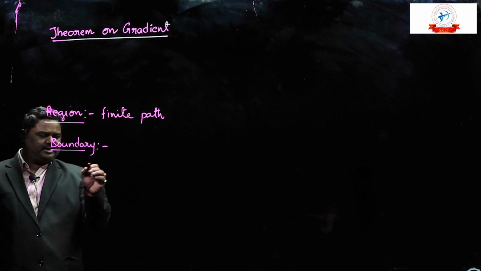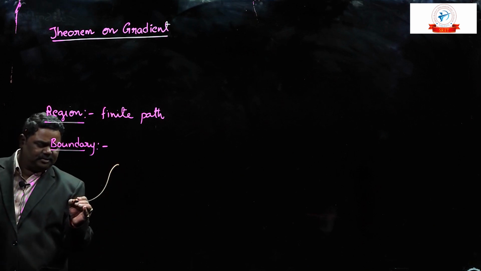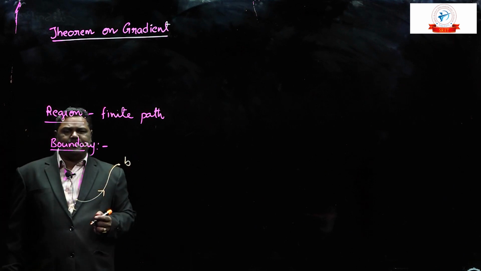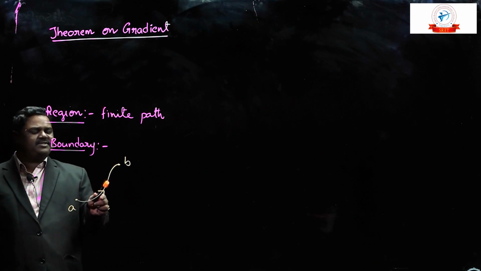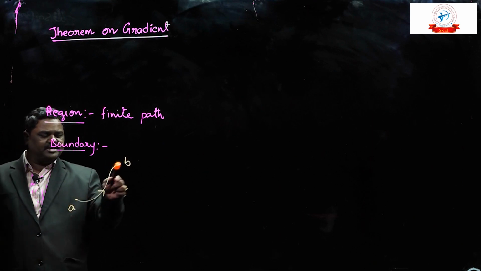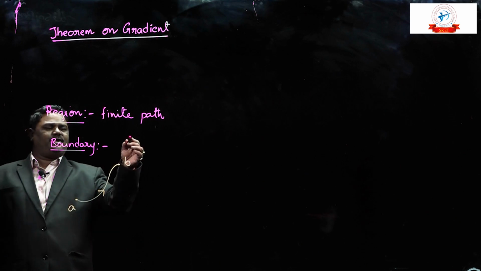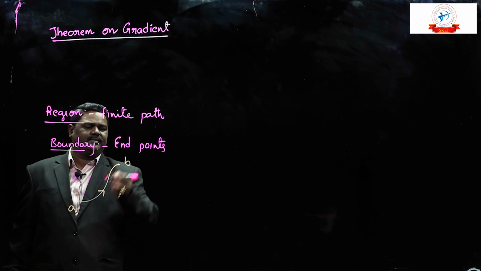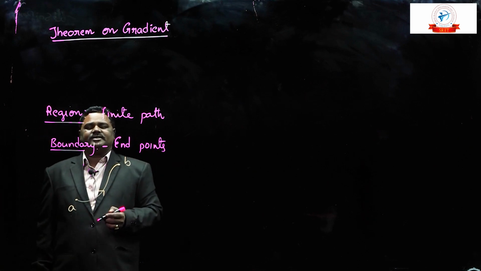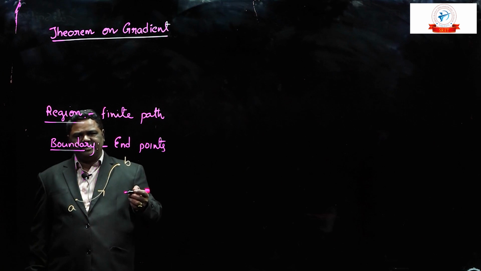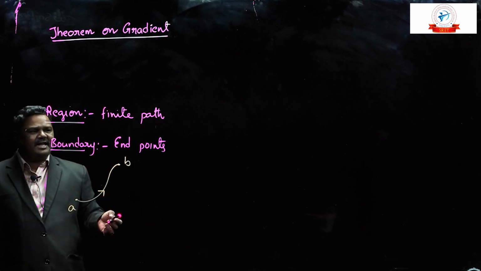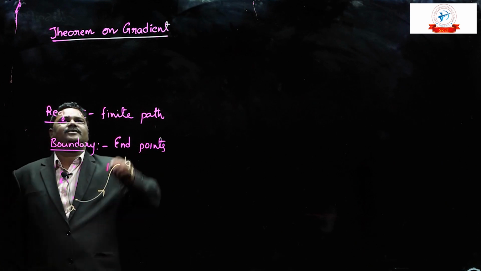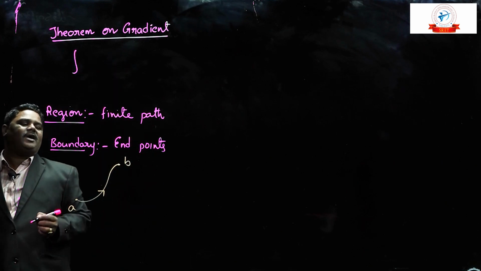If you consider any finite path like this, the path starts at A and ends at B. Then what are the boundaries for this finite path? The boundaries for this finite path are endpoints. Endpoints are the boundaries. So I am going to write the same thing. Here, same as the divergence theorem and Stokes theorem, in the theorem on gradient also we have a relation between a region, the finite path, and its boundary endpoints. So first I write finite path. The finite path is from A to B.